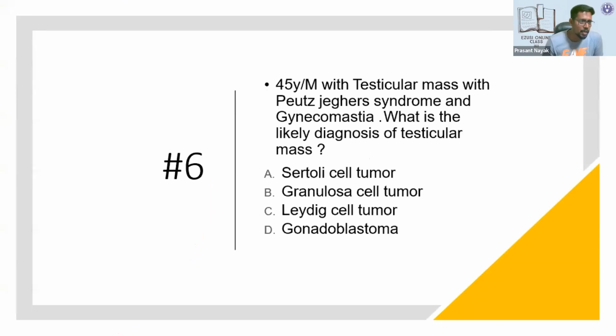This is something that we did not discuss. A 45-year-old male with testicular mass and Peutz-Jeghers syndrome, gynecomastia. What is the likely diagnosis of this testicular mass? This might be a Leydig cell tumor. No, it's a Sertoli cell tumor. This is a very entrance exam like question. Yes. What is the most common non-germ cell tumor in the testis? It's a Leydig cell tumor. Most common is the Leydig cell.